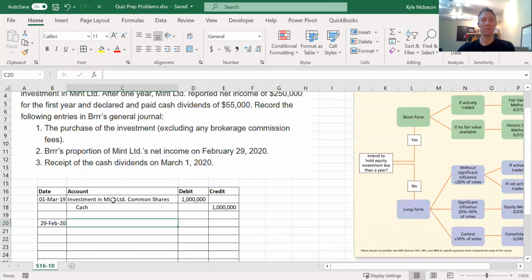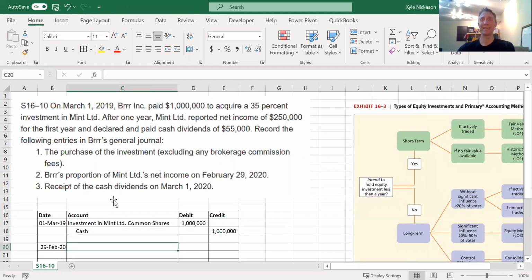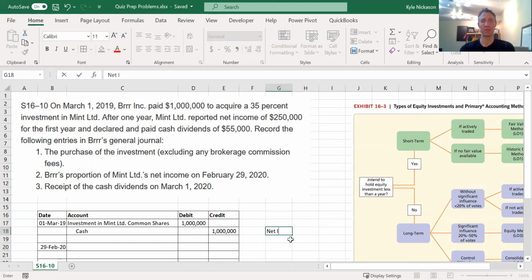Now, it's called the equity method because this is also going to increase the equity of this organization, of Burr Incorporated. Now, let's see, they reported net income of $250,000.